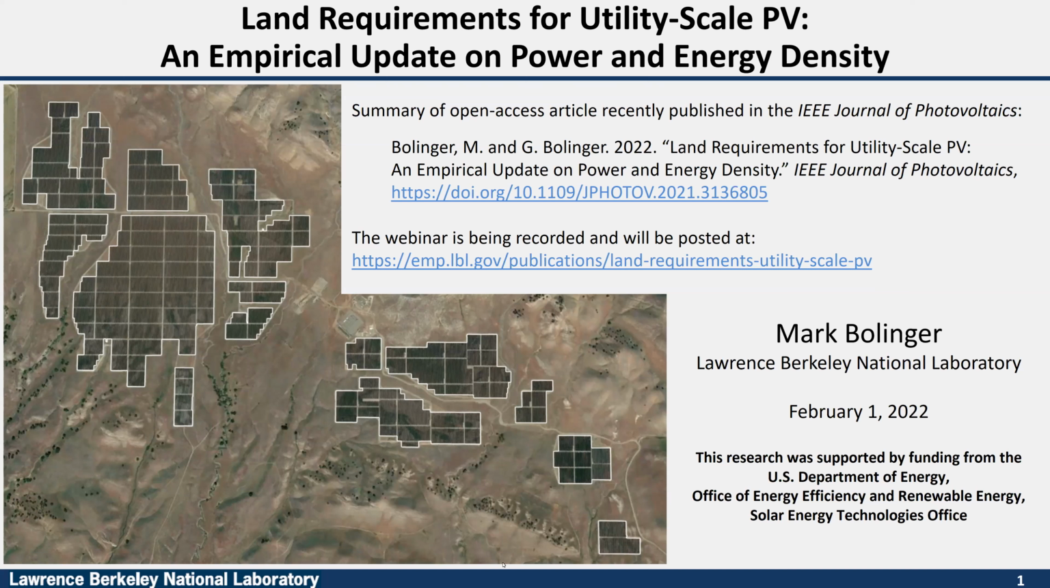My name is Mark Bollinger, and I'm a research scientist at the Lawrence Berkeley National Laboratory. Today I will run through findings from an article that we recently published in the IEEE Journal of Photovoltaics titled Land Requirements for Utility Scale PV, an empirical update on power and energy density. You can download a free copy of this article from either of the websites shown on this title slide.